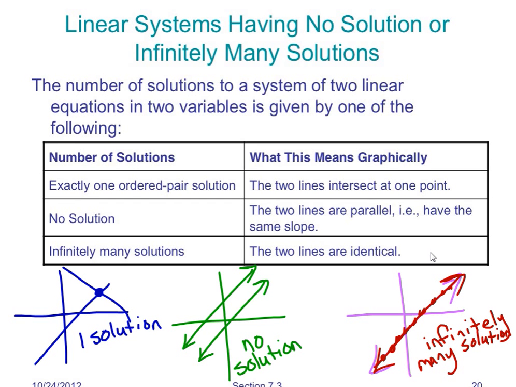Okay, so basically I drew a picture of the 3 situations that are in the chart. So when you write down the chart, I also want you to draw the graphs of those situations.